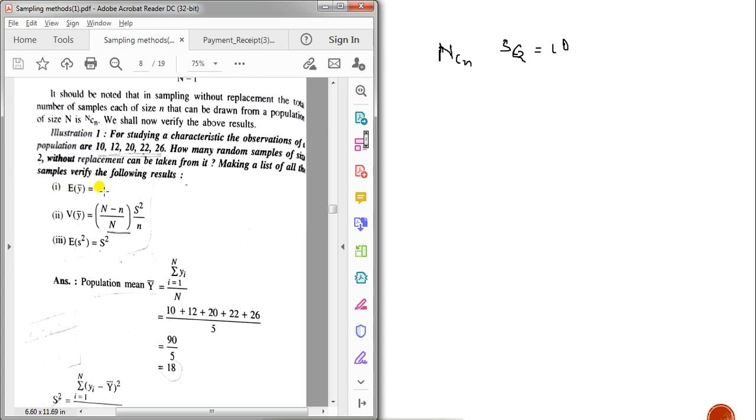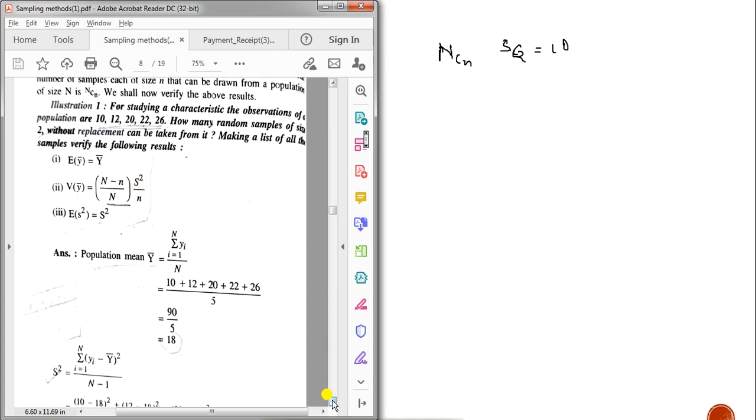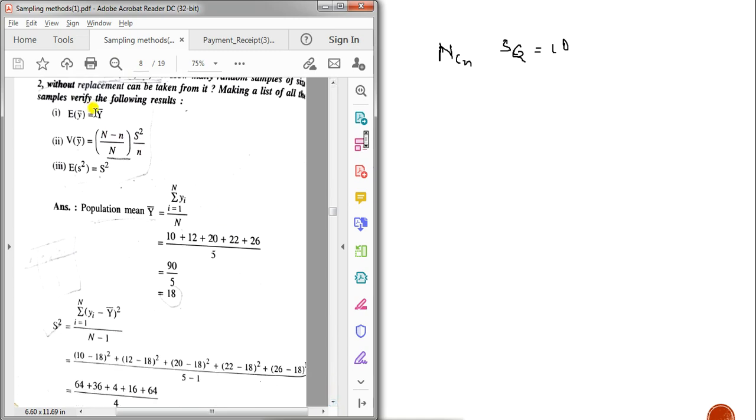So E of y bar is equal to capital Y bar. What I am going to do here is first derive the right-hand side figures: capital Y bar, capital S square, and (N minus n) upon N into S square upon n. So firstly I am deriving these numbers. How can I derive capital Y bar? Simply sigma yi upon N. Whatever numbers are given, 10, 12, 20, 22, 26, should be divided by 5. So 90 upon 5, and 18 is the answer.